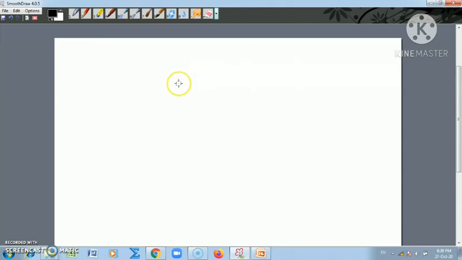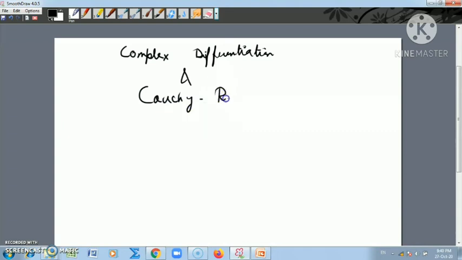Now limits and continuity are not very different from what we did in our calculus, so I'll not go to these things and I'll directly move on to the Cauchy-Riemann condition, which is very important. That is the next chapter, the third chapter of your book, that is complex differentiation and Cauchy-Riemann equations. They are also called the Cauchy-Riemann conditions.